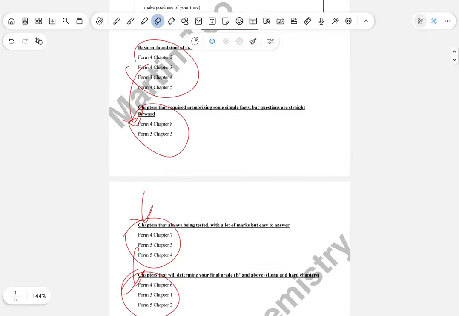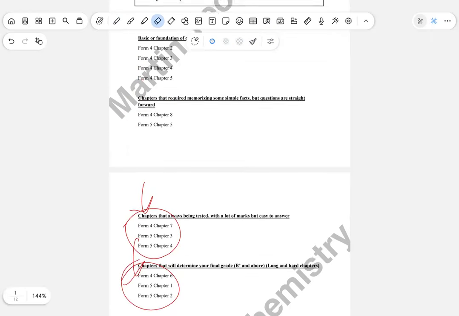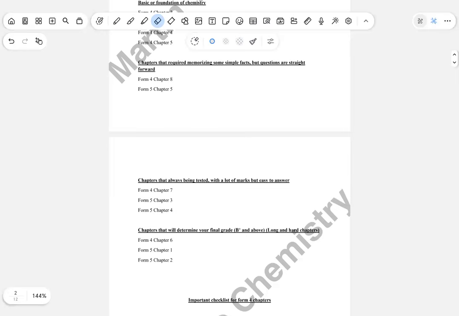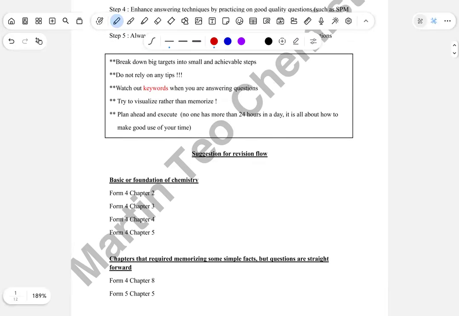Like it or not, no matter whether you are very good or very bad, I would really suggest at least start your revision with Form 4, not with Form 5. So these are some of the sequences that you can follow. Again, at the end of the day, you are the one who makes the decision. You are the one who decides what you want to do and how you want to do it.